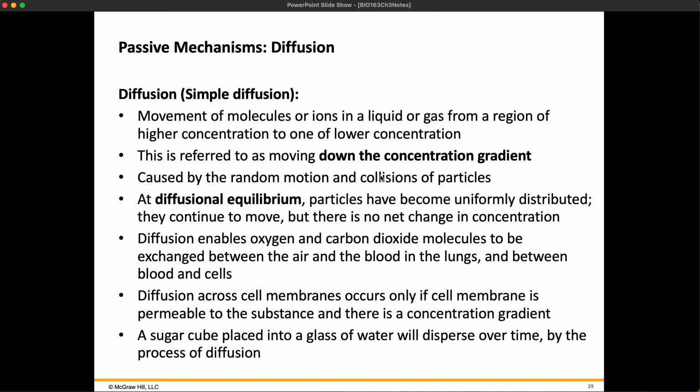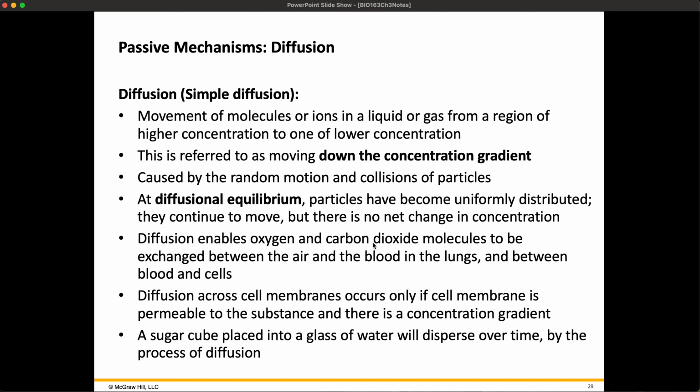It's caused by random motion and collision of particles, because things don't want to be in a crowded spot. So if there's a whole bunch of things on one side of the cell membrane, they're going to naturally want to move across it down their concentration gradient, so there's not as much bumping and activity happening. At diffusional equilibrium, they have become uniformly distributed. They will continue to move, but it's an equal one-to-one change. It's not like you have more going one direction than you do the other.